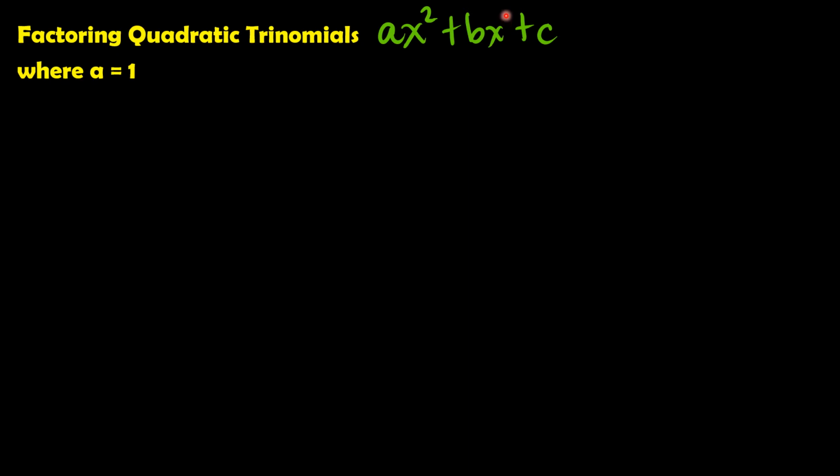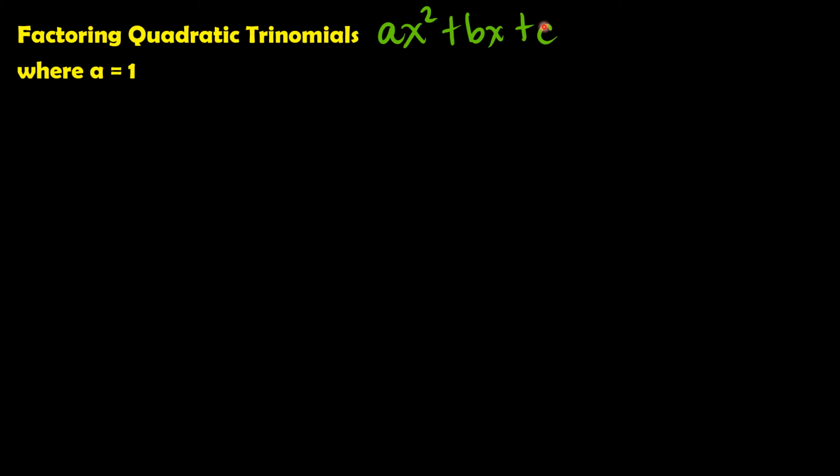Yung exponent lang ay 1, this is our linear term. And yung constant or yung number lang sa dulo, that would be our constant term. We can also refer to this part as first term, second term, and last term. So this is the proper way of writing the quadratic trinomial. You start from the highest exponent, pababa, at sa dulo is the constant.